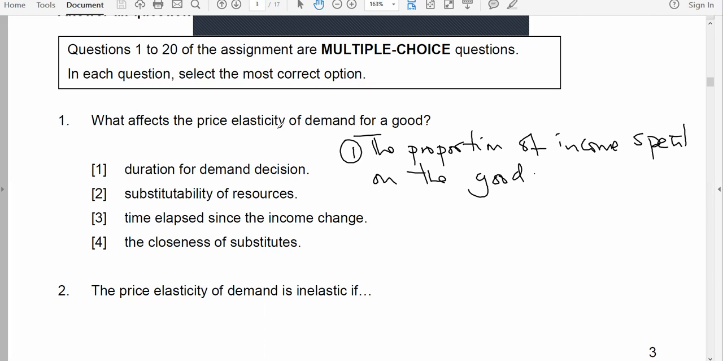But on the other hand, if consumers are spending a larger sum of money, for example, rent. Rent takes a significant portion of our income. If the price of rent changes, then consumers become very sensitive, because they spend a larger proportion of their income. So that is basically what this point is stating. The proportion of income spent on the good affects the price elasticity of demand.